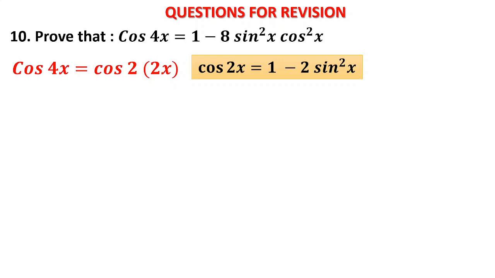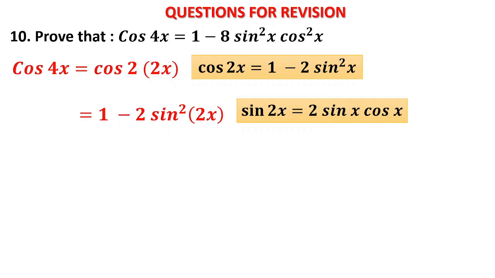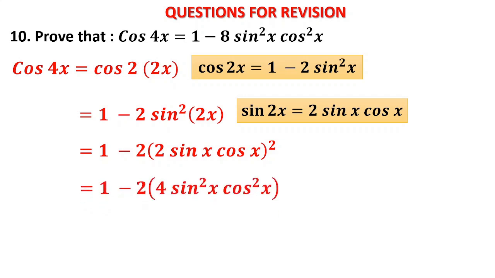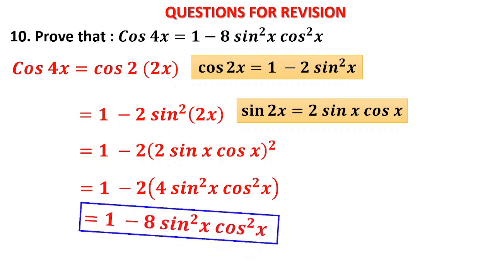For cos 2x, I am taking it as 1 minus 2 sin square x. Therefore, 1 minus 2 sin square 2x. Once again, let me use the formula for sin 2x as 2 sin x cos x. I am putting it in place of sin 2x. Now expand it. It will become 1 minus 8 sin square x cos square x. You are getting the right hand side.